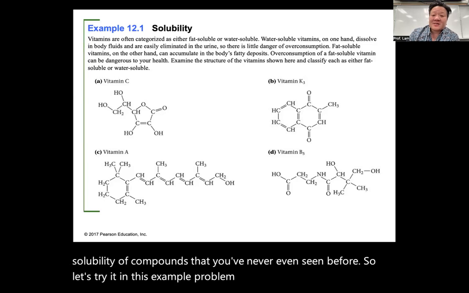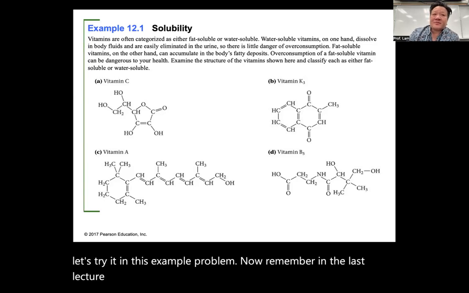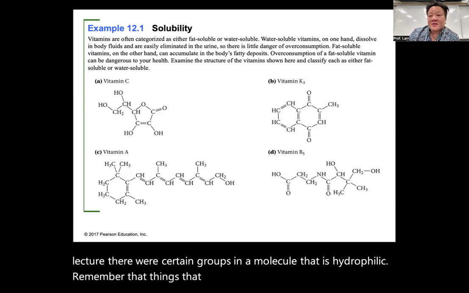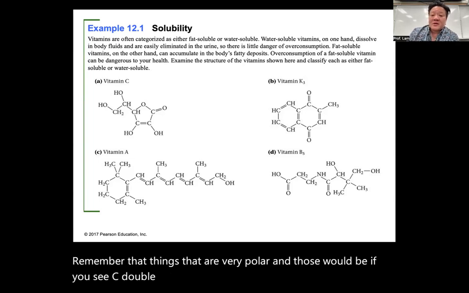Now, remember in the last lecture, there were certain groups in a molecule that are hydrophilic. Remember that? Things that are very polar. And those would be, if you see C=O, OH groups, NH groups, chlorine groups, right? Those are very polar bonds.